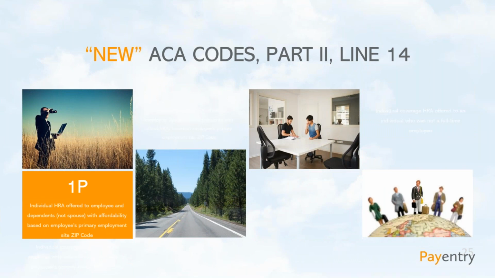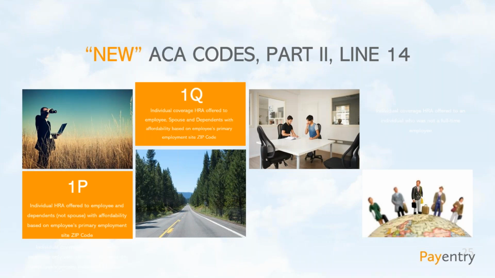1P is used if the individual HRA is offered to the employee and dependents, not the spouse, with affordability based on the employee's primary site, work site. So it's either based on their home address or the employment address. And here, 1Q, individual coverage HRA is offered to the employee, spouse, and dependents with affordability based on the employment site.